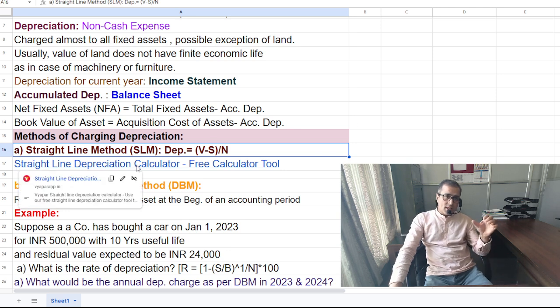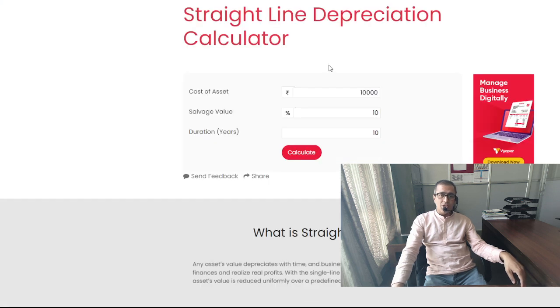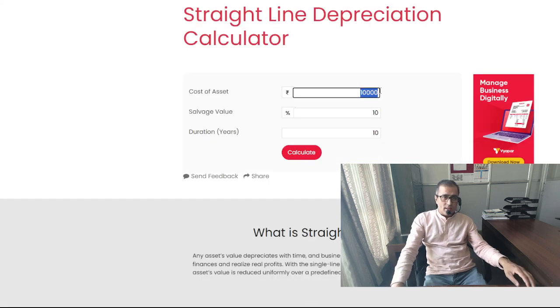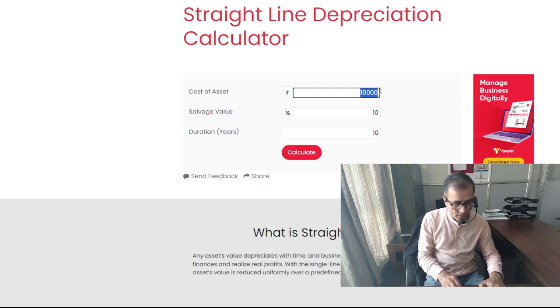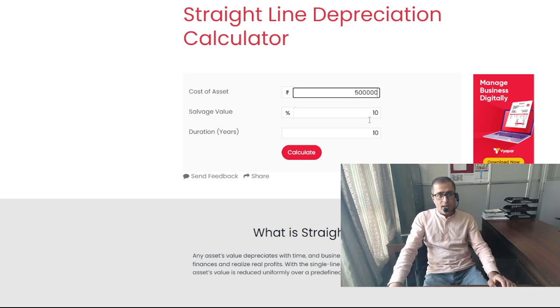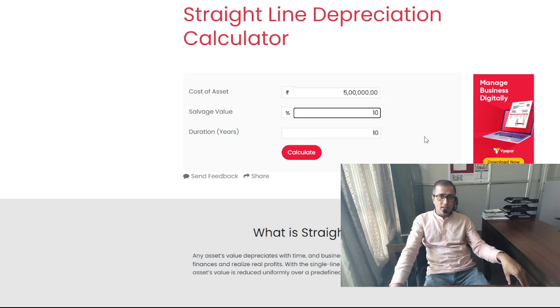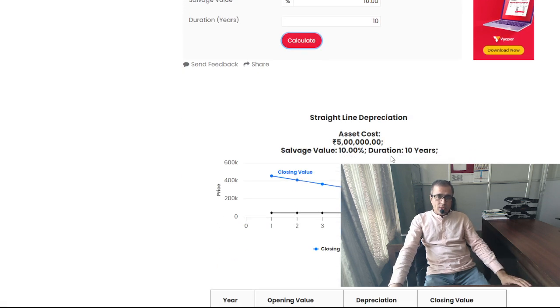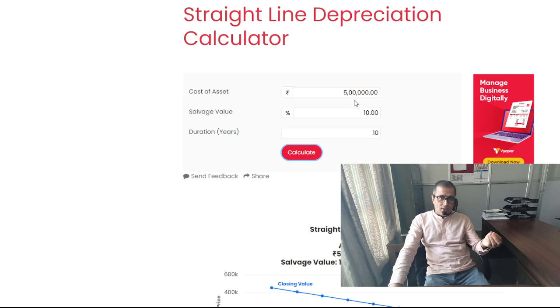Now I will be illustrating one example here by using these applications. Let's see, I assume that the value of the asset is 5 lakh, okay, and its salvage value is 10%. Then duration is 10 years. So what would be your annual depreciation charges by using a straight line approach? If you click it here, then you will find your annual depreciation charges would be, if our salvage value is 10%, that means 10% of 5 lakh, that is 50,000. So that is 4 lakh 50,000 divided by 10.